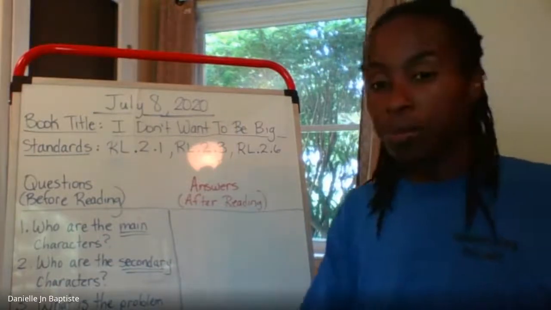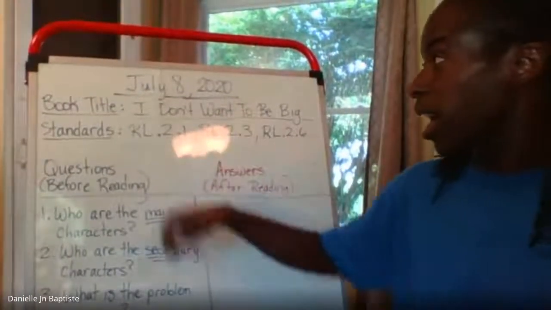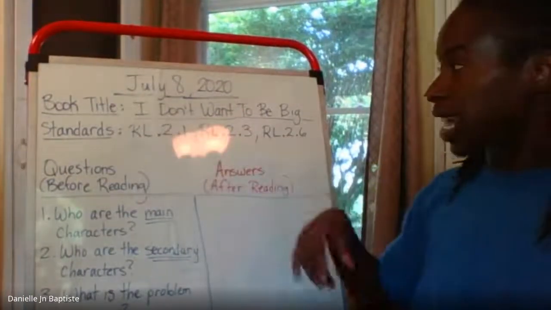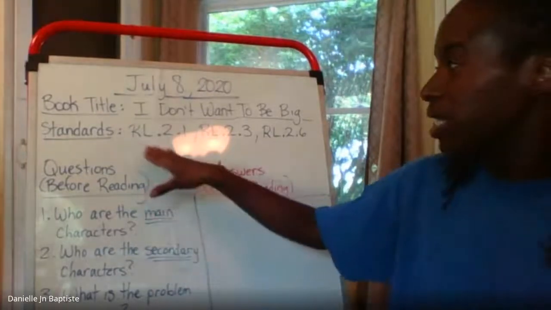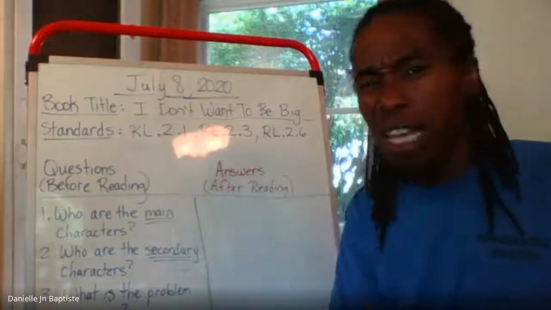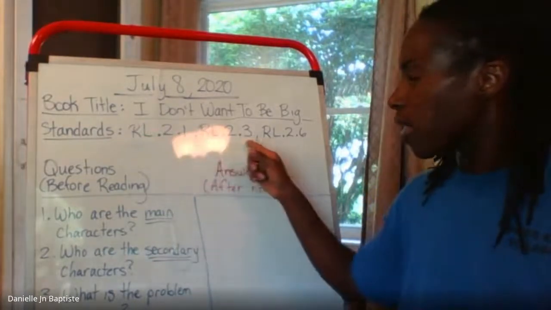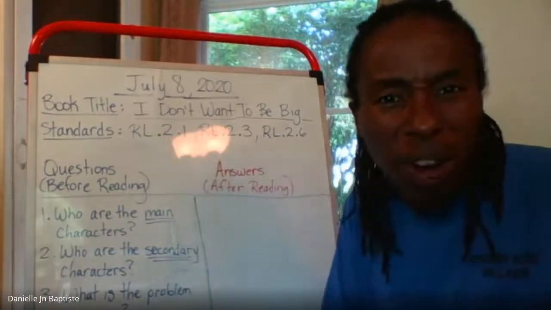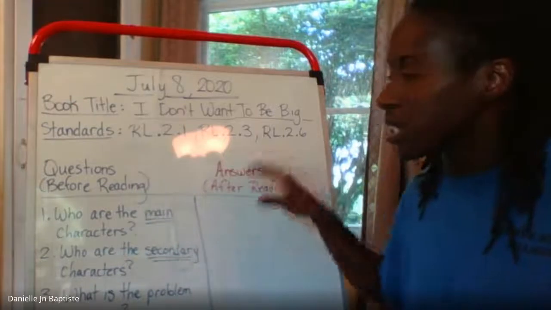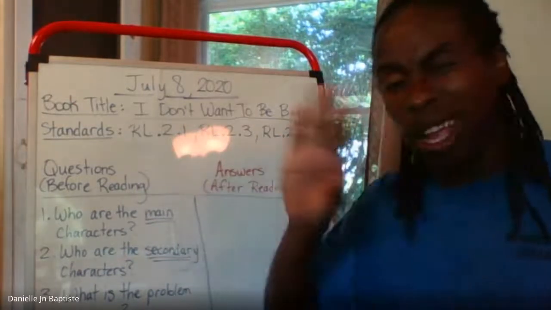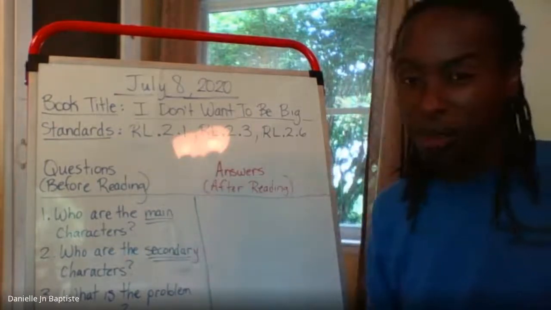All right, so as you can see on the board, happy July 8th. And I have written the book title down, I Don't Want to Be Big. And here are some standards, which is fancy schmancy stuff. This basically just tells other teachers what I'm doing through this lesson. So that's for other teachers and other principals and whatnot. Now the questions that are for you are the following.